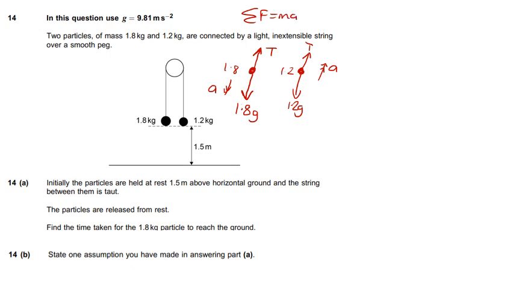So for the first particle, the acceleration is down, so we'll think about the forces down first, minus the forces up. So 1.8g minus T is equal to 1.8 times a. Okay, so that's for the first particle. The second one is accelerating up, so we should think about the tension up first, minus the one resisting it, which is its weight. So T minus 1.2g is equal to the mass times the acceleration.